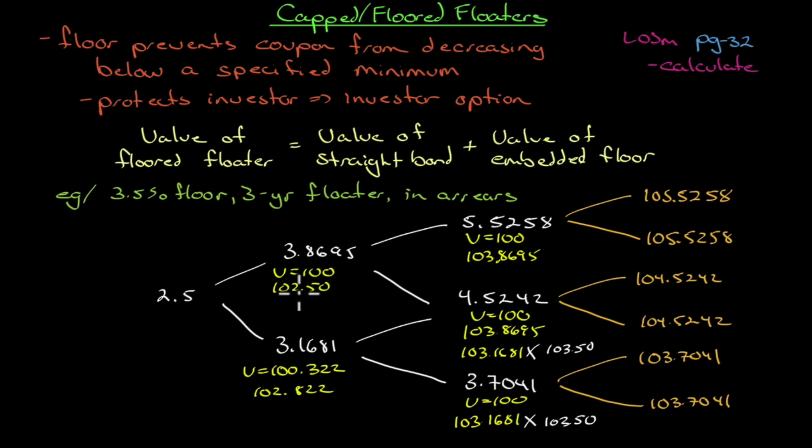We added 2.50 on. We have a floor of 3.50, so we get rid of this and turn this into 103.50. And we get rid of this and we add 3.50 onto the 100.322. That'll give us 103.822. Discount these two back to here, and we will get a value of 101.133. So the value of the floored floater at 101.133 is the value of the straight bond at 100 plus the value of the embedded floor at 1.133.